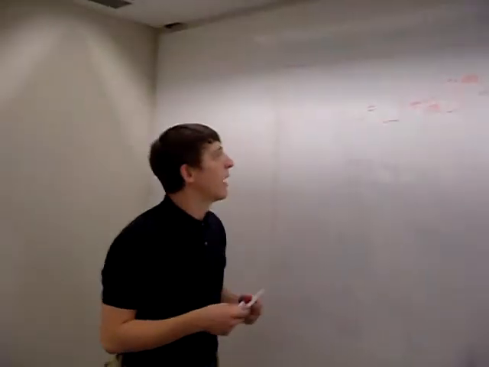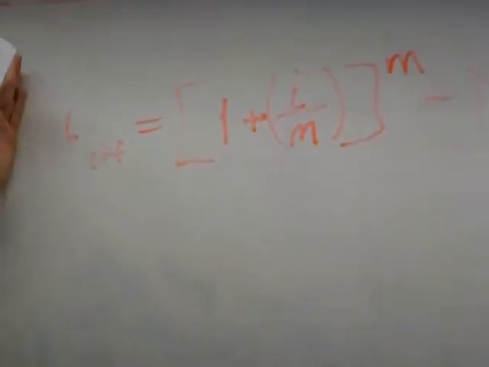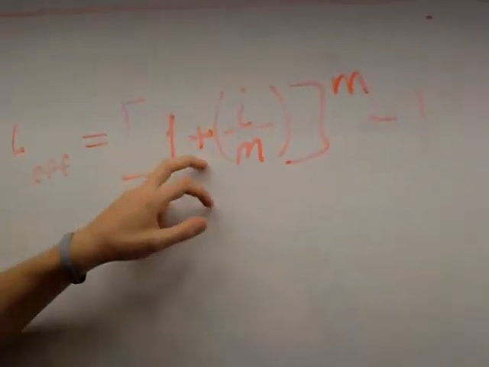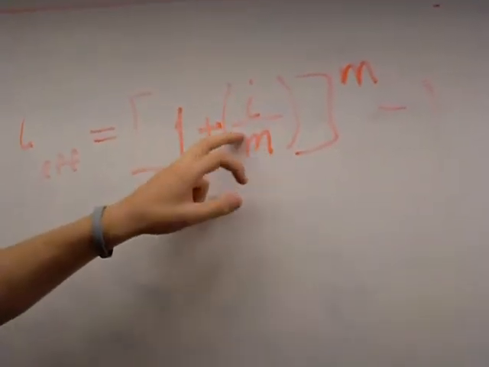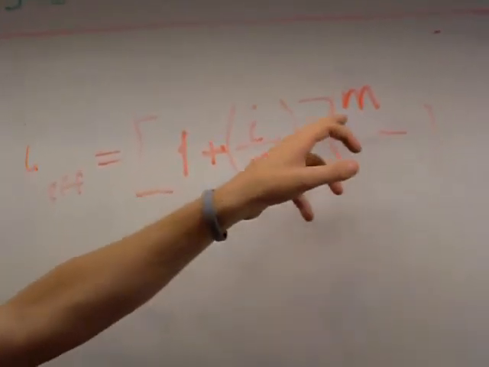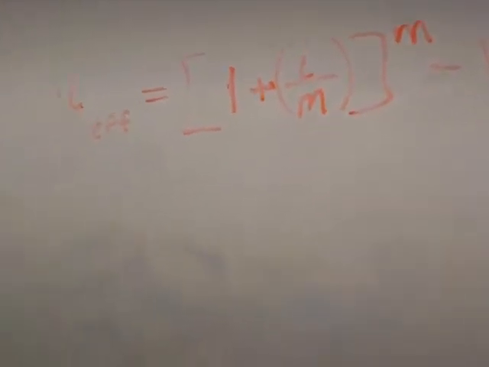So, today to wrap up class, we're going to talk about effective annual interest rates. It is the real rate of interest earned after adjusting the nominal rate for compounding. So, as we can see, the formula is your effective annual interest rate equals 1 plus the interest rate over the number of times compounded, raised to the number of times compounded, minus 1. Does anyone have any questions?